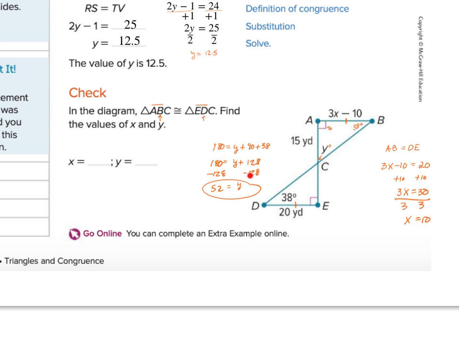I combined like terms, used inverse operations, subtracted 128 from both sides to get y by itself, and then y is equal to 52. Over here, I did the same thing. I did substitution. 3x minus 10 is equal to 20. Add 10 to both sides to make this 0. 3x equals 30, divide by 3, and then x equals 10. So there you go, using that corresponding parts information.